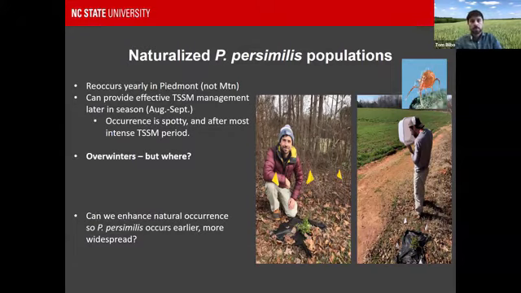So one of the knowledge gaps for improving the pest control provided by the naturalized populations is to get a better understanding of where they are in that overwintering period between the growing seasons. It's sort of a black box right now. We don't know where they are and what factors decide those distributions. So we want to know if we can enhance these natural populations to make them show up earlier and to be more widespread.